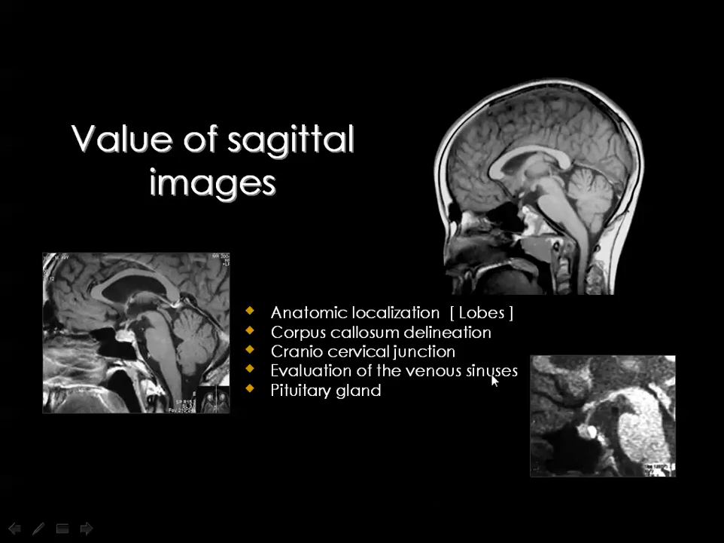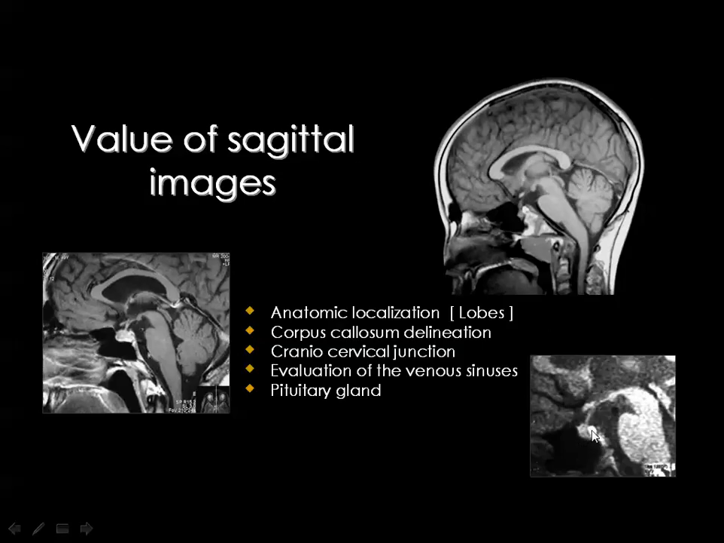Then evaluation of the venous sinuses for the possibility of venous sinus thrombosis. The sagittal images are important, particularly for the superior and inferior and the straight sinuses. Then evaluation of the pituitary gland. The pituitary gland is particularly evaluated in the coronal images, but in the sagittal images, before injecting contrast media, you can easily differentiate the posterior pituitary from the anterior pituitary.